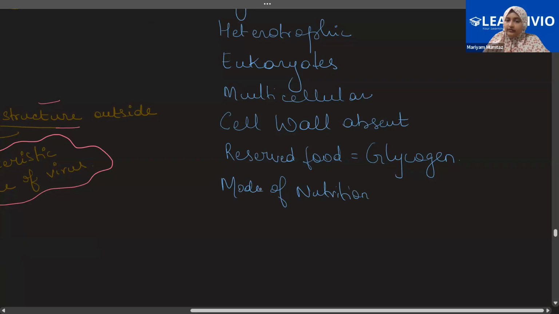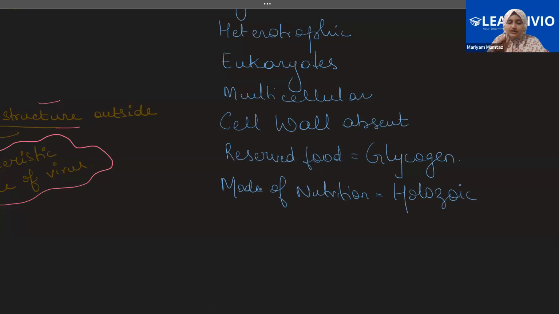So, their mode of nutrition is holozoic. Holozoic means that they procure the food as whole, right? They ingest the food and then the digestion happens in the body. So that is holozoic mode of nutrition. We'll discuss this in detail when we talk about the kingdom Animalia.